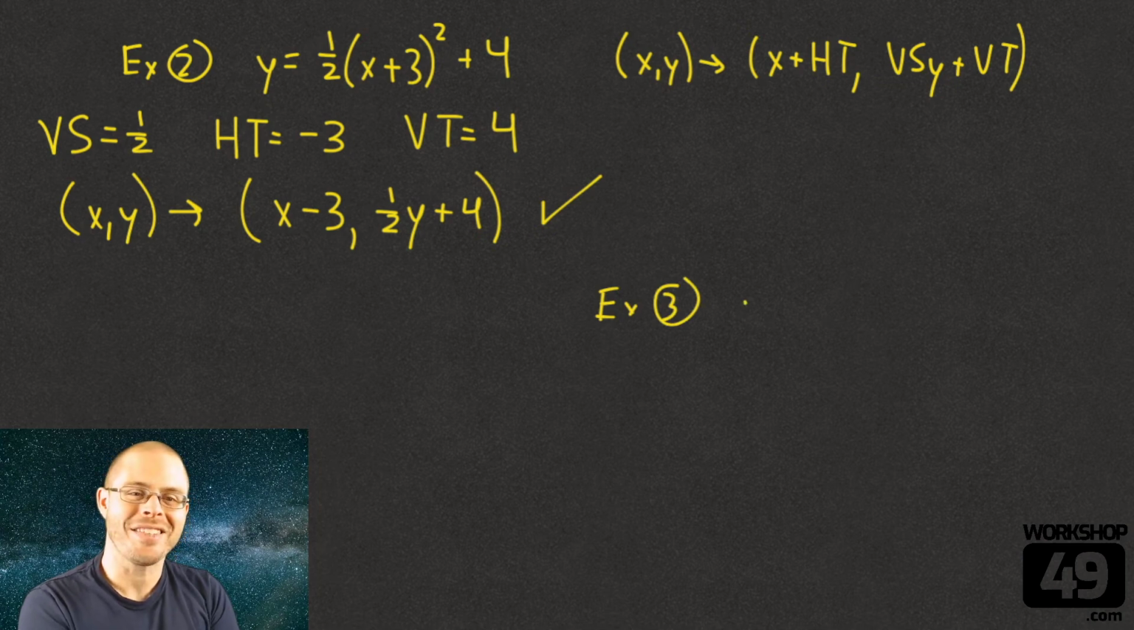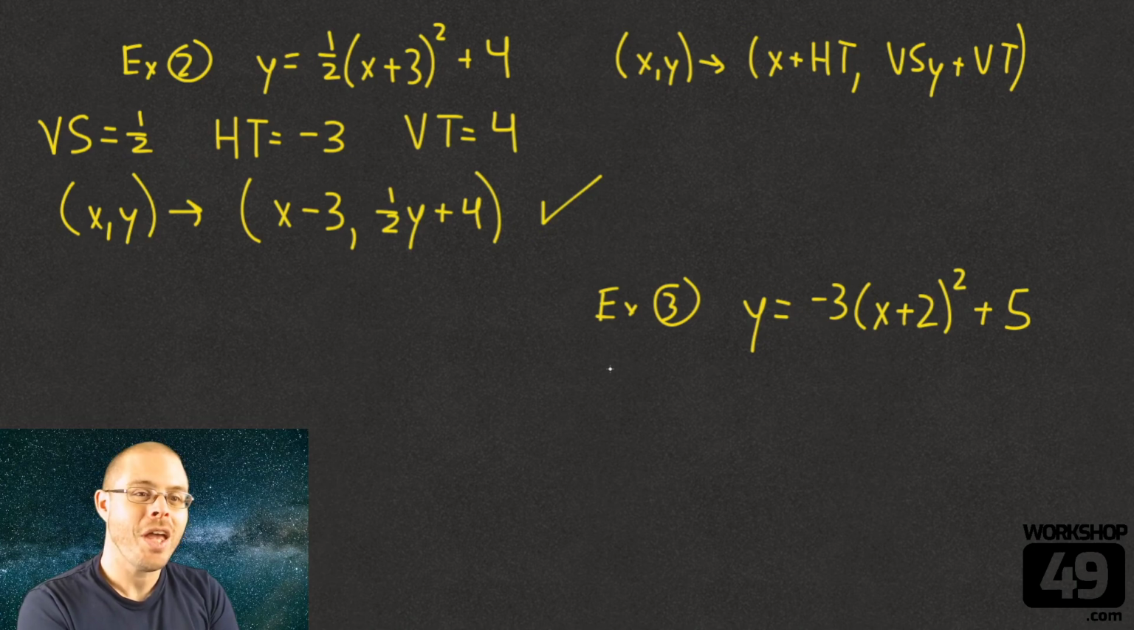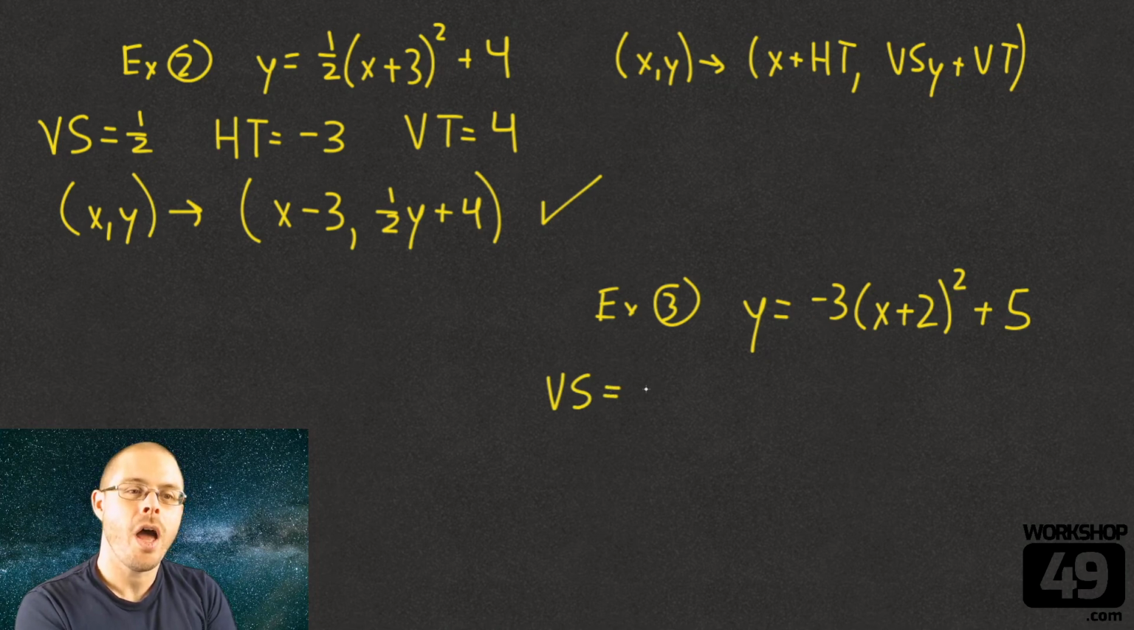Last example, example number 3. Once again, it's a quadratic provided in vertex form. y is equal to -3 (x plus 2) squared plus 5. If you've been asked to find a mapping rule, the first thing you're going to want to do is identify the three transformations. The vertical stretch is the number multiplied in front.